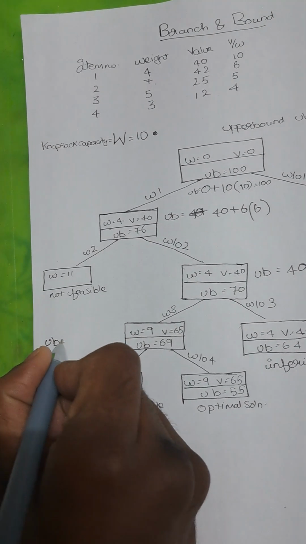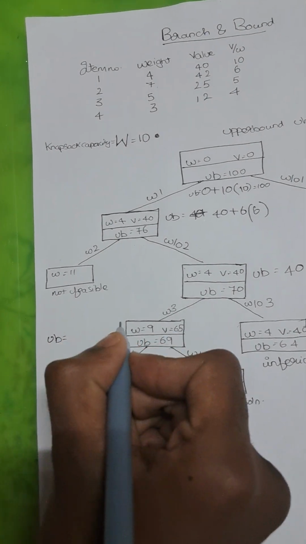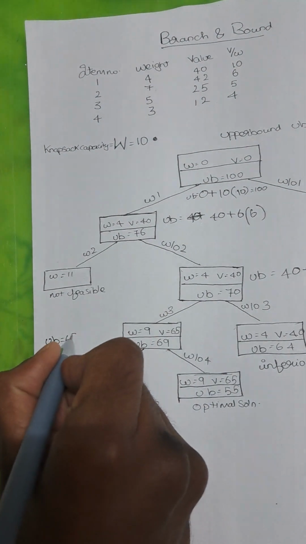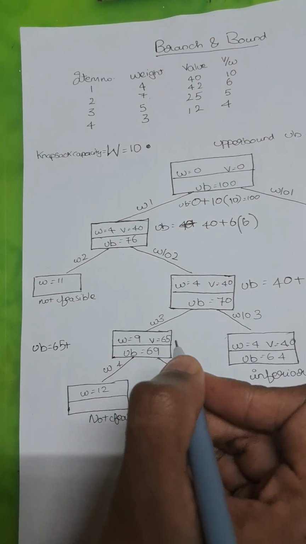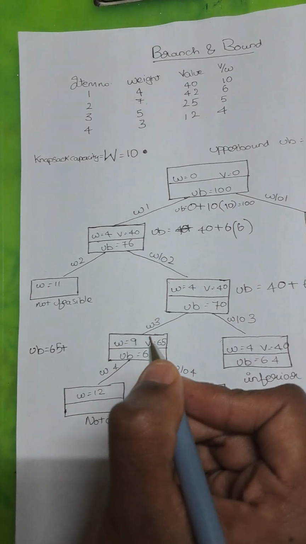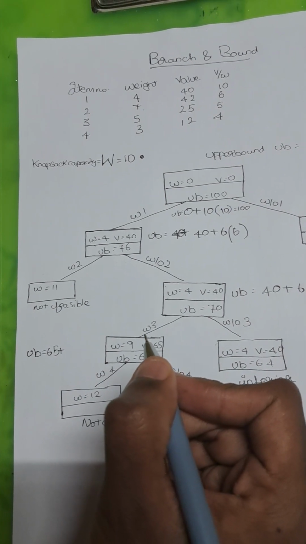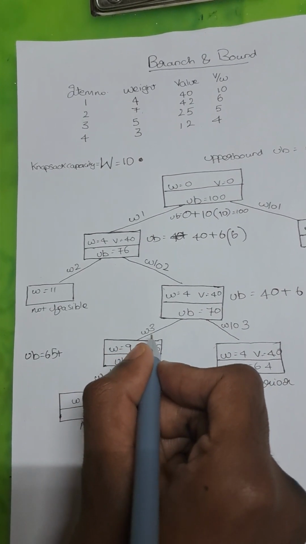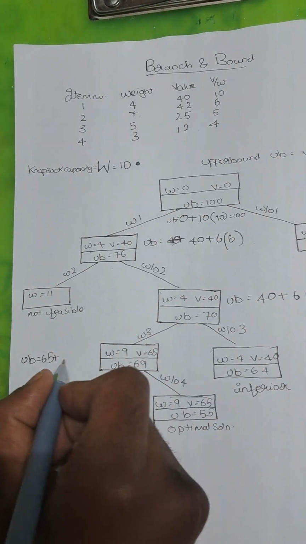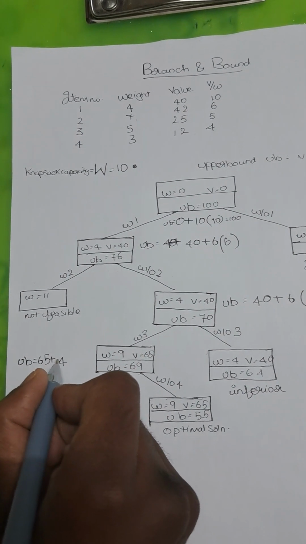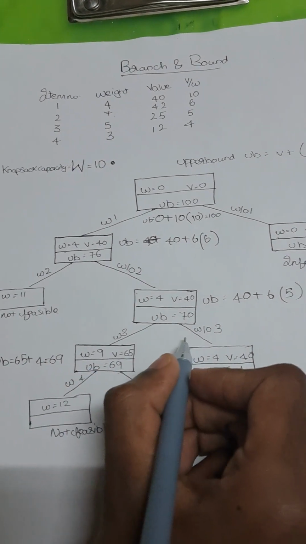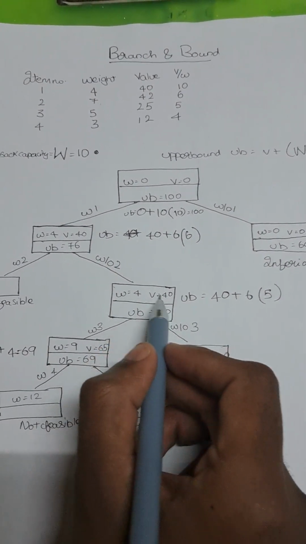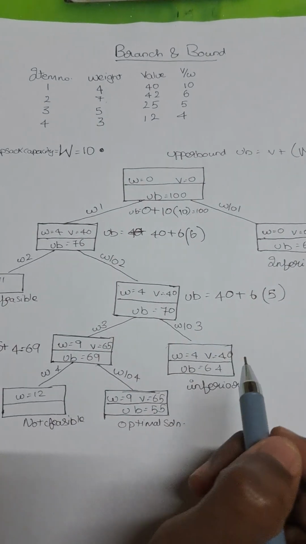Upper bound is equal to V, which is 65, plus (W minus w), 10 minus 9 is 1, into V(i+1) by W(i+1). Here i is 3, so i+1 is 4, so we take 4. 65 plus 1 into 4 is 69. So now without 3, the weight and value remain the same, which is 4 and 40.